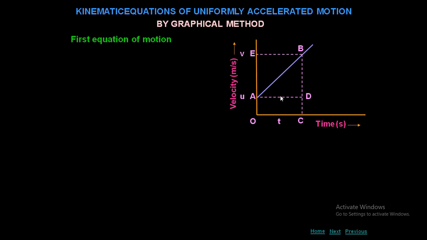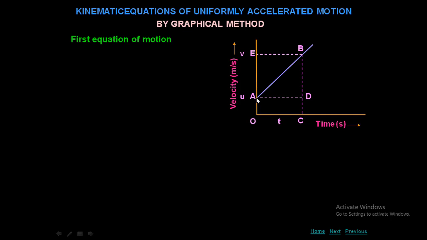Now, the body starts from a certain position, it doesn't start from the origin, and its initial velocity is u. So here OA and CD are parallel to one another, and they represent initial velocity u, and OE represents the final velocity v. Now from point B, take the projection onto the x-axis at point C, and onto the y-axis at point E, such that OE and BC are parallel to one another. So OE is V, the final velocity, so BC is also the final velocity.